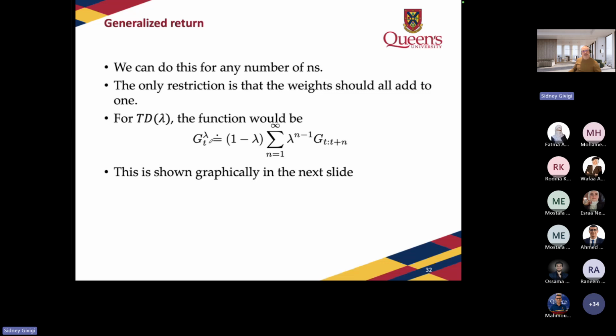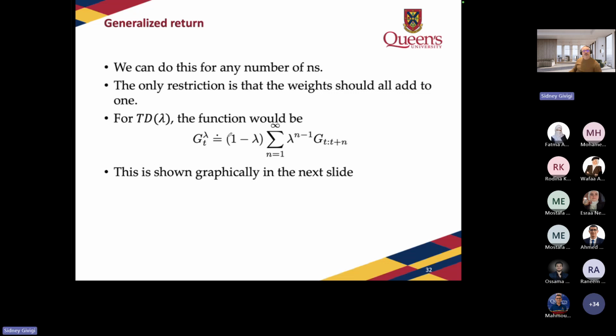Observe that, for example, let's say we start at n equal 1. So at n equal 1, this is going to be lambda to the power of n minus 1, which is lambda to the power of 0. So whatever number we have for lambda, this is going to be 1. So the first coefficient is going to be 1 minus lambda. So this equation works even if lambda equals 0. Even if lambda equals 0, this actually works.